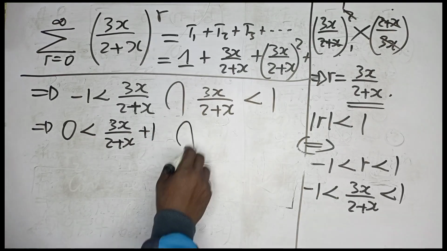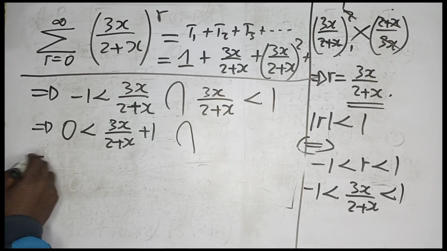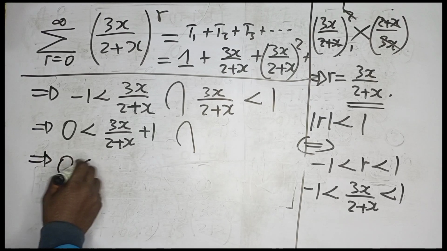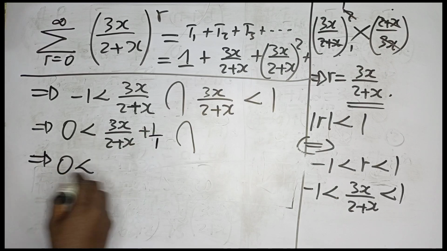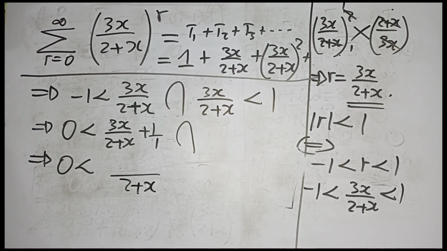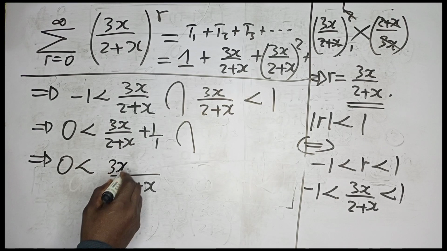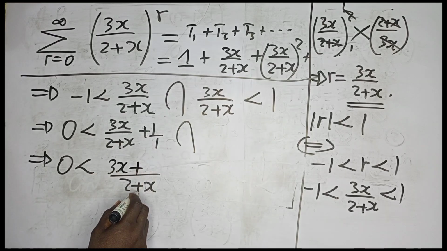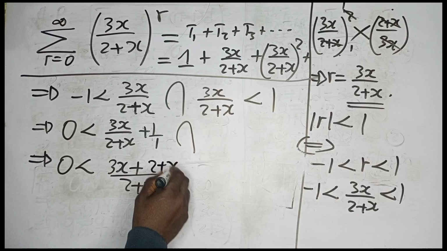All right, intersection. We're going to solve that one later. So this means 0 less than, we handle this. This is a fraction. We can also make this one a fraction so that we see our LCM is 2 plus x. Okay, so 2 plus x divided by itself is 1. Multiply to 3x is 3x plus 2 plus x divided by 1 is 2 plus x. Multiply to 1 is 2 plus x.